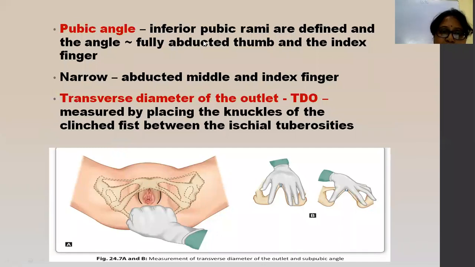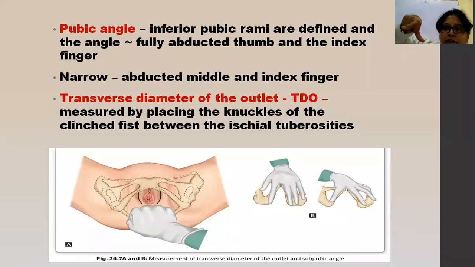Next is the pubic angle. The inferior pubic rami are defined, and how is the angle measured? By fully abducted thumb and the index finger. This is how you will measure, with fully abducted thumb and the index finger, like this.